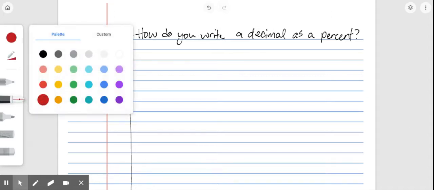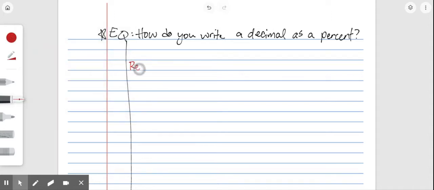So let's recall that in a place value chart, if you have a number like 3.62, this first number is in the ones column. This number on the right-hand side of the decimal is in the 1/10ths column. And this number in the far right-hand side is in the 1/100ths column. So these numbers are very important to remember because this is how we write decimals as a percent.